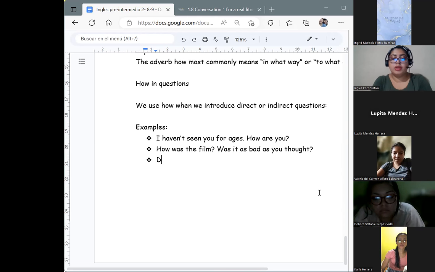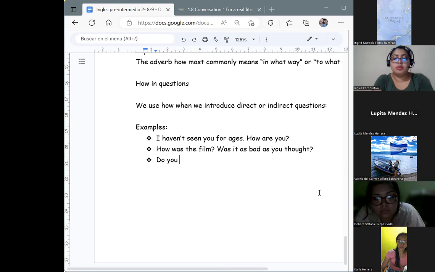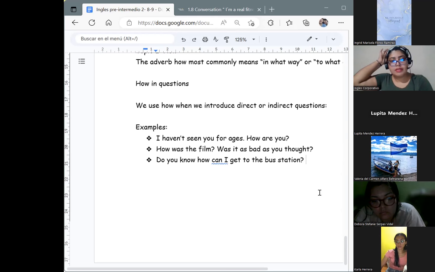We are going to begin the question with the auxiliary do. Do you know how can I get to the bus station? ¿Sabes cómo puedo llegar a la estación del bus?